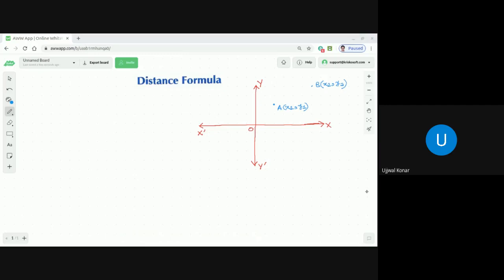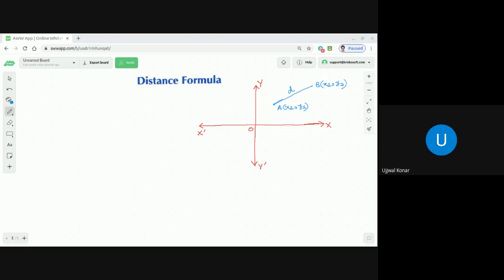To find the distance, we will see the line segment AB. If we draw a straight line between the point A and B, that is the distance between A and B. Suppose this is D. We are going to compute the value of D in terms of x1, y1, x2 and y2. And how we are going to do it, we do in the next few minutes. Let us see how to find the distance between these 2 points.